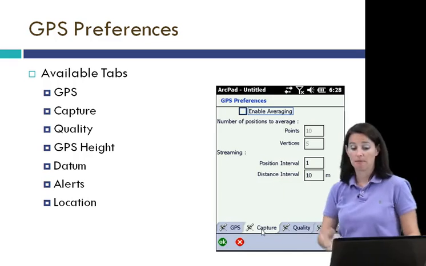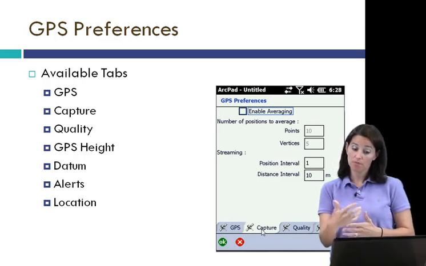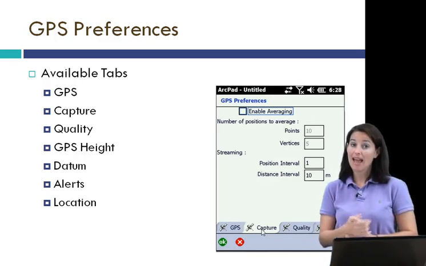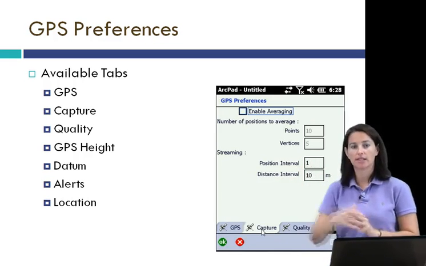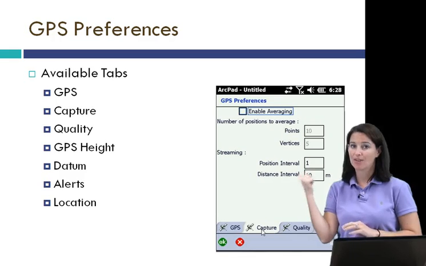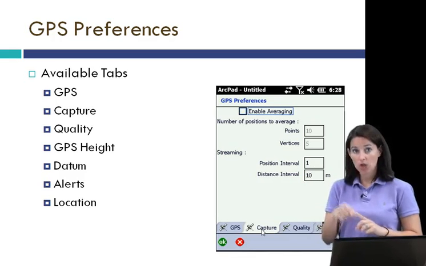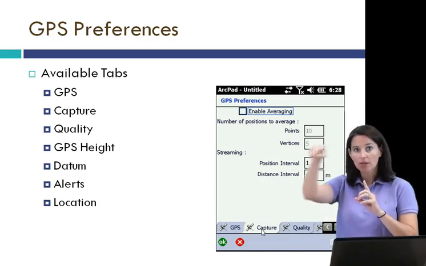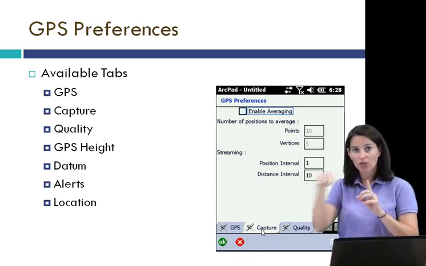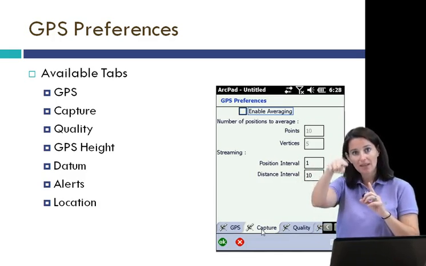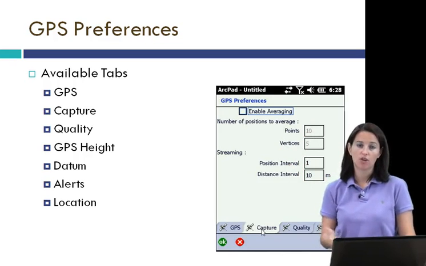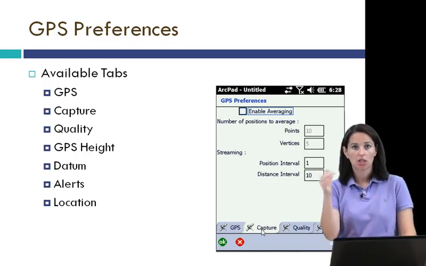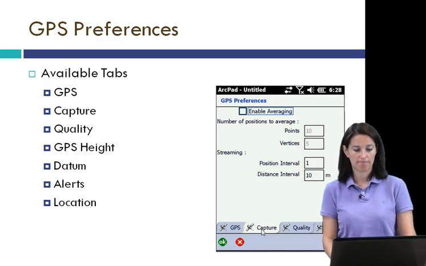And then for streaming, you have position interval or distance interval. It has to meet both of these before you're actually going to get another dot of connect the dots. The way it's set up now, it's every 10 meters. So if I'm trying to do a pond or something, my pond's going to look more like a triangle if it's a small pond, because it's only every 10 meters that it's going to get a dot. That's something you're probably going to want to change if you're streaming tight areas.